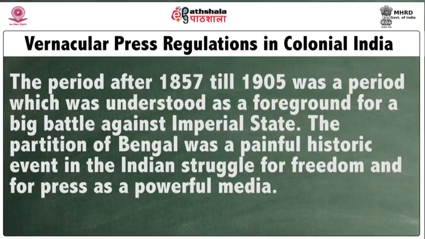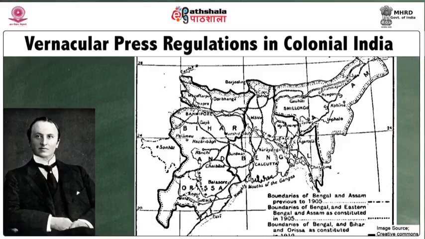The partition of Bengal was a painful historic event in the Indian struggle for freedom and for press as a powerful media. Lord Curzon's anti-Indian policies intensified the agitation. Indian nationalist movements became more intensive in their mission to root out the British Empire from India. The oppressive legislation and other repressive measures fueled agitation. It was later followed by the introduction of gagging policies to curb the press freedom in India.